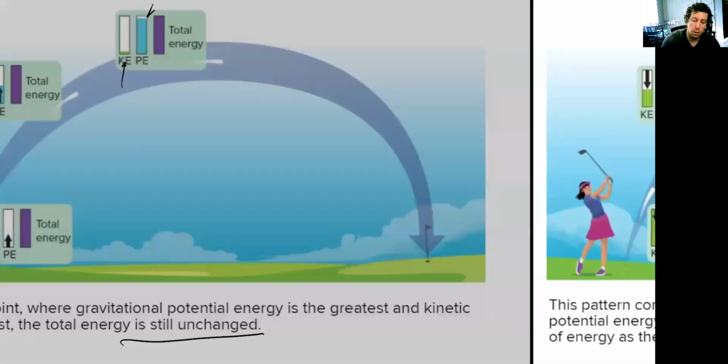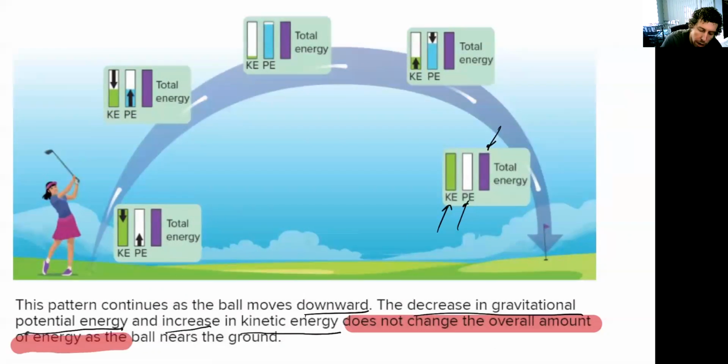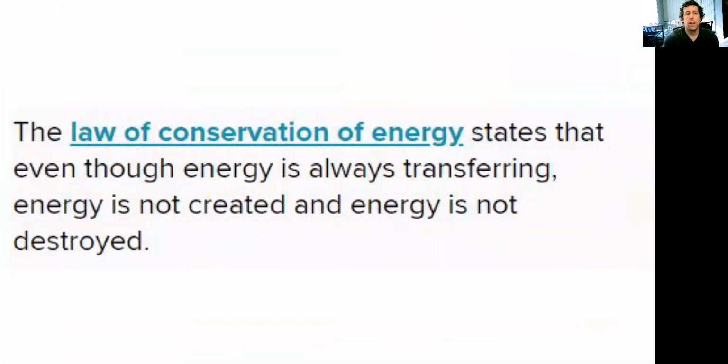And as the ball falls to its last point here, where it's all kinetic again, it's lost its height, but the total energy is the same. The pattern continues as the ball moves downward. The decrease in gravitational potential energy and increase in kinetic energy does not change the overall amount of energy. The total energy does not change. And that's an important point to recognize here. So we have one last note to write down. That's what's happening. The total energy does not change.